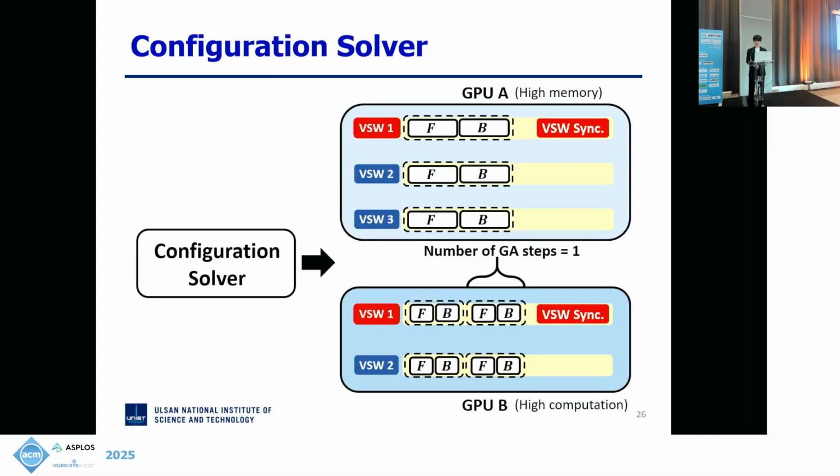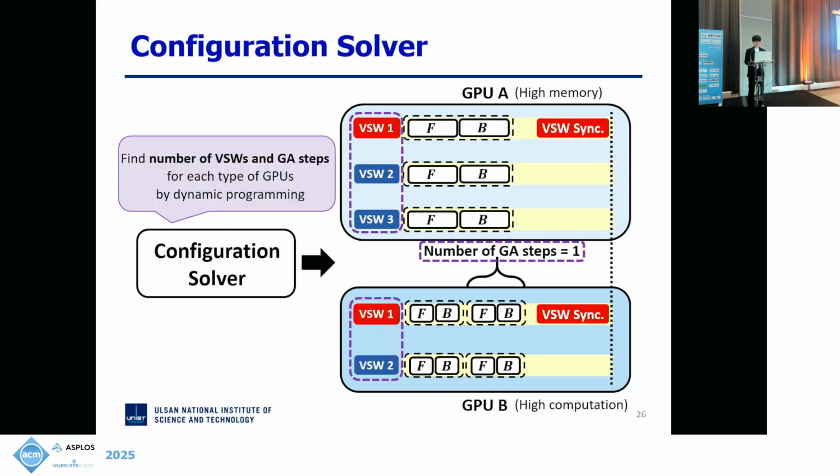As shown in the example, IIDP requires a different number of VSWs and GA steps on each type of heterogeneous GPU. Therefore, we developed a configuration solver that finds it by dynamic programming with the objective of maximizing throughput. In the procedure, we also build a performance prediction model to estimate the iteration time of various configurations, to rank which one is the better configuration.